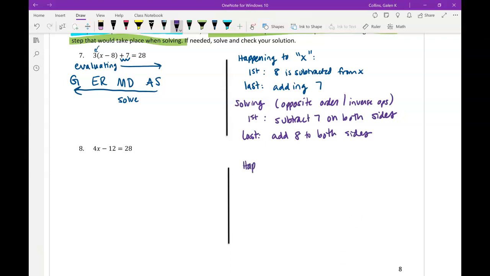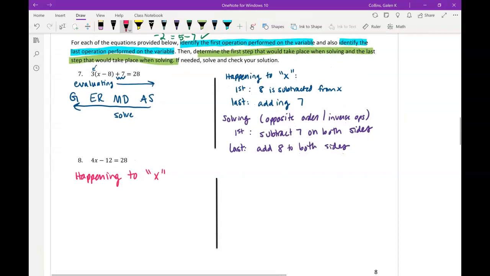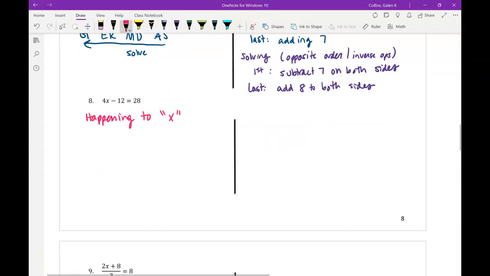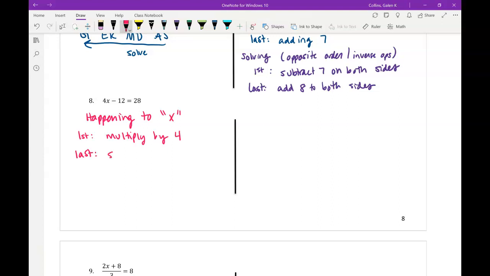So for number 8, oops, let me do this in 2 different colors to offset. How about this? I'll write it on the left-hand side. If I consider what is happening to X, I don't really love the word happening here, but it's what I'm going to go with. The first thing that's happening to X is that it's getting multiplied by 4. And then the last thing, and I think this one's easy because there's only 2 things really happening, is that we're subtracting 12.